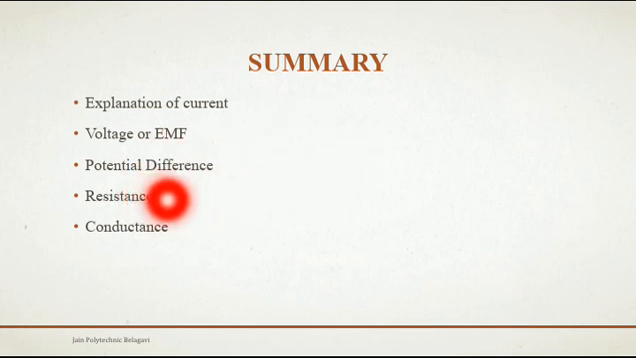The next is potential difference. The potential difference is the difference between the initial and final electric potential. Coming to resistance, it is a property which opposes the flow of electrons, and resistance is measured in ohms. An ohmmeter is a device used to measure the resistance. Coming to conductance, it is the reciprocal of resistance. The standard unit for conductance is Siemens.